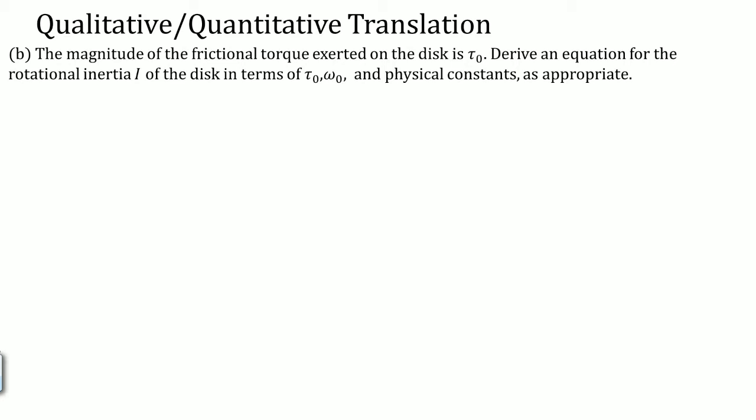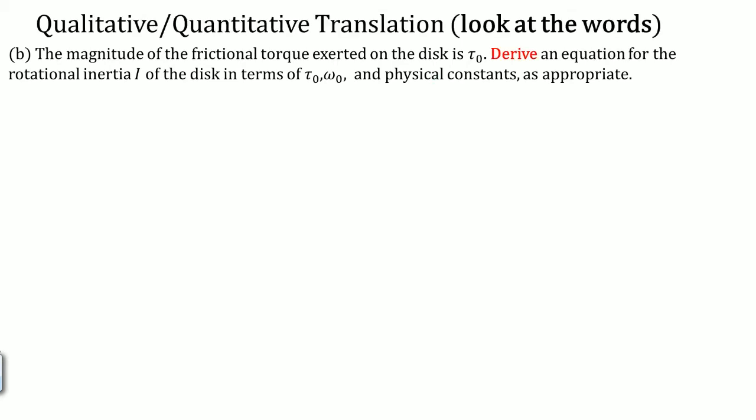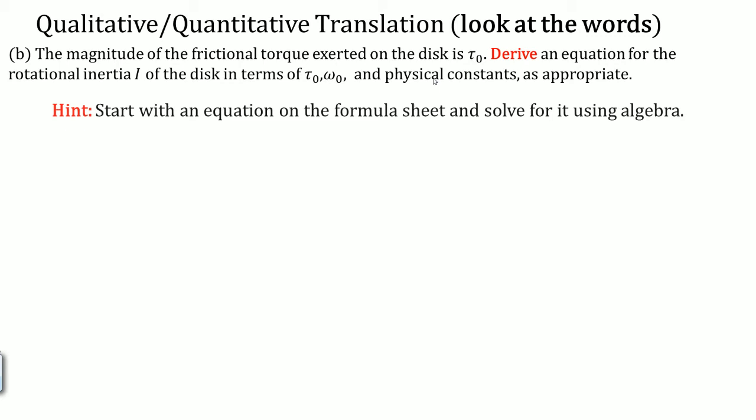Next, they ask you to derive an equation for the rotational inertia, and they make sure it is only in terms of torque, angular velocity omega, and any physical constant. I want you to understand what derive means. Derive means that you have to start with an equation on the formula sheet and solve it using algebra. So in the end, you better just have an I equaling something.